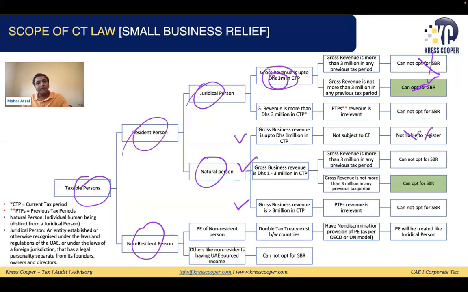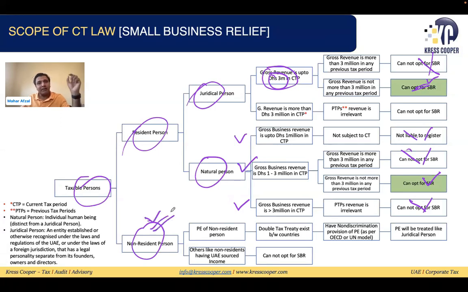If the natural person has a business income between 1 million and 3 million, and in any previous tax period the revenue was not more than 3 million, yes, they can opt for small business relief. If in any previous tax period they have crossed the threshold of more than 3 million, even if in the current tax period they have revenue of up to 3 million, they cannot opt for the small business relief. And if the natural person has revenue of more than 3 million, they cannot opt for the small business relief.